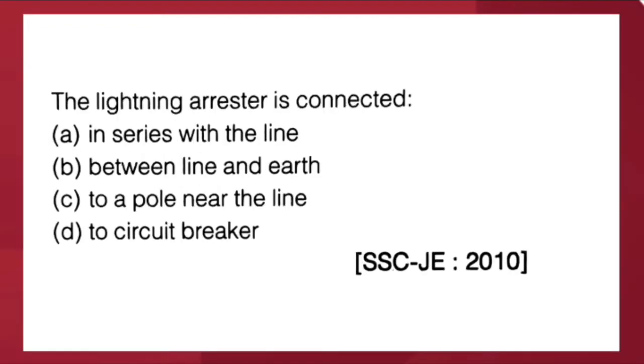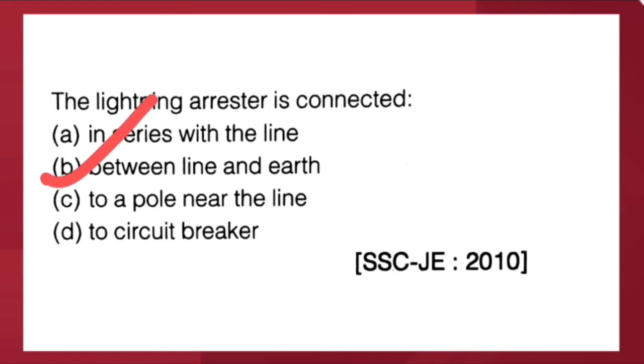So the correct answer is option B, between line and earth. Lightning arrestor is a protective device which conducts high voltage surges on the power system to the ground or earth.